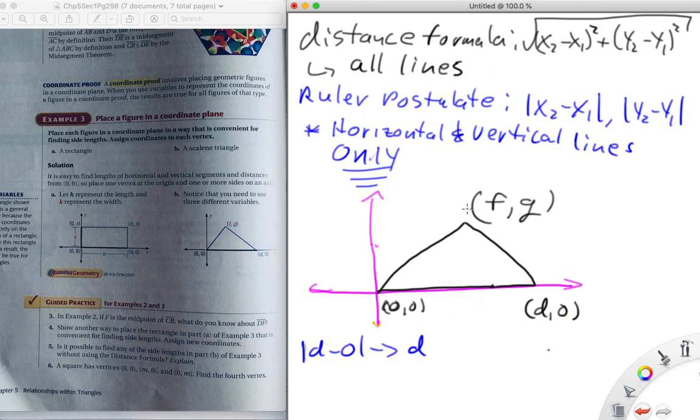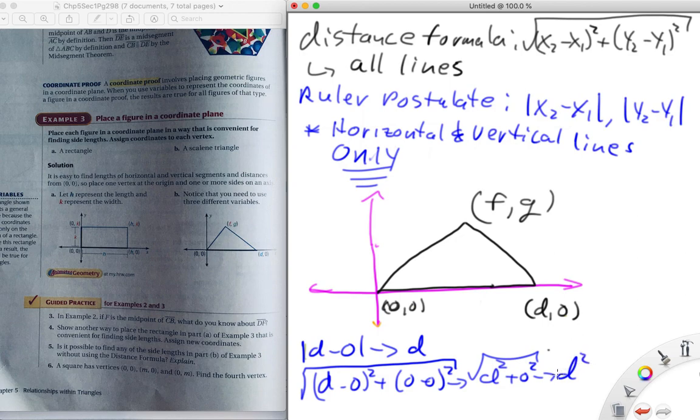I can also use the distance formula. I can say d minus 0 squared plus 0 minus 0 squared, but you see where I'm going with this. When I use the distance formula on horizontal and vertical lines, these will always have a 0 squared, which is why we like to use the ruler postulate. It's d squared plus 0 squared, square root, which is d squared square root, which is d. I get the same answer. If you forget about the ruler postulate for horizontal and vertical lines, you can always just use the distance formula to confirm, or if you're not comfortable.